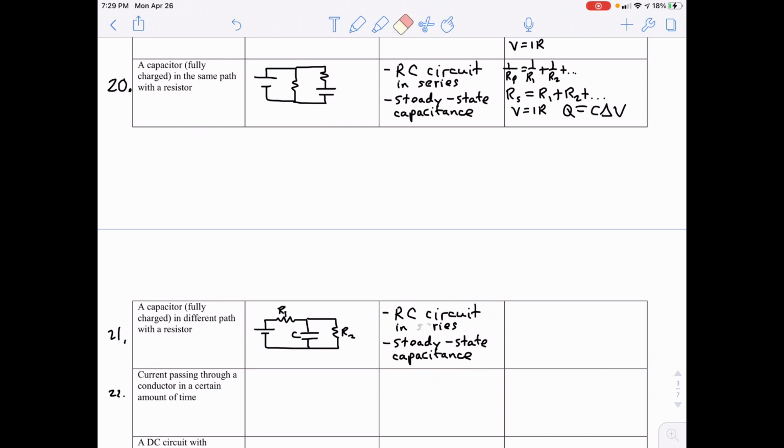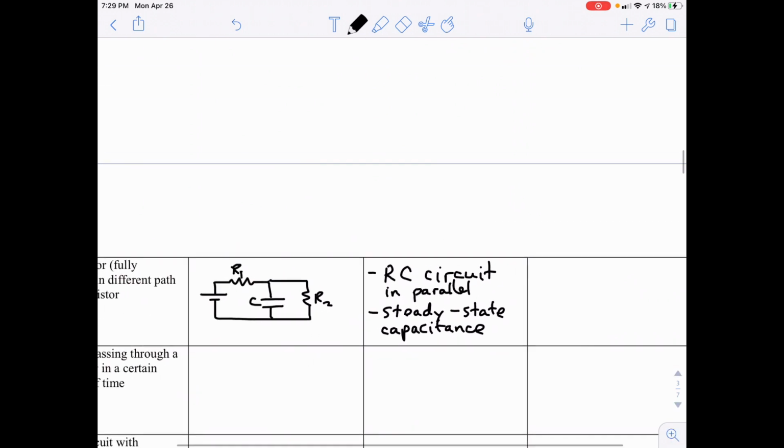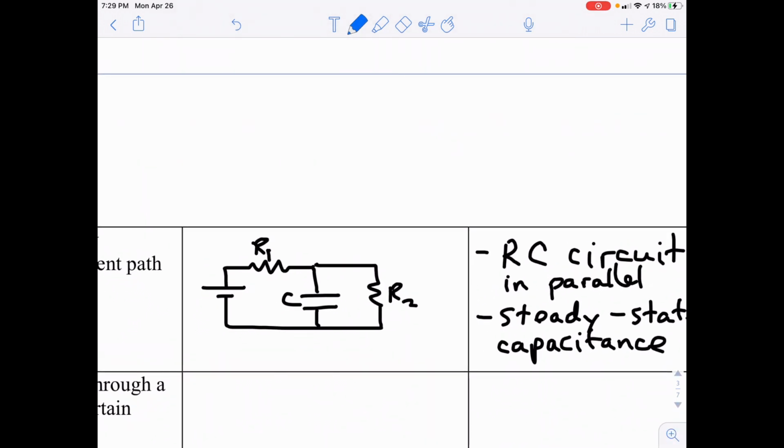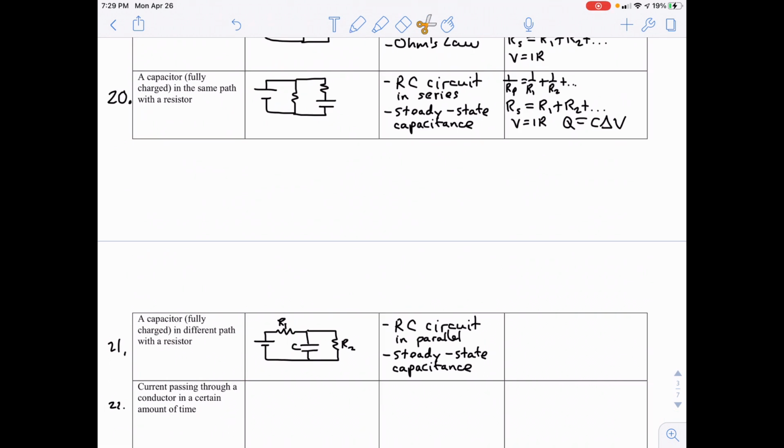Same concepts, only we are in parallel this time. And in this case, capacitance fully charged. Again, no current that way. We have ourselves a simple series circuit as a result. And of course, the same formulas apply as in number 20.